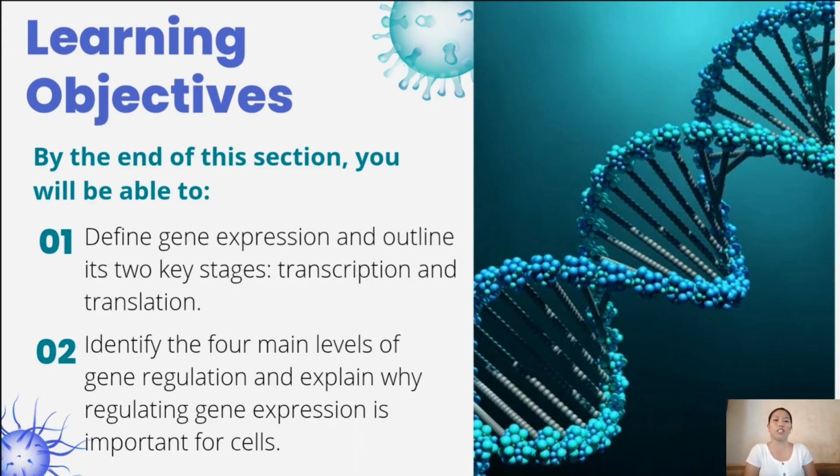At the end of this section, you will be able to, first, define gene expression and outline its two key stages, which are transcription and translation. And second, identify the four main levels of gene regulation and explain why regulating gene expression is important for our cells. I hope that at the end of this lesson, we are going to attain all of these learning objectives. In this chapter, we'll break down how genes are converted into proteins, what factors control their activity, and how these processes work in both simple organisms and humans. So let's jump right in.